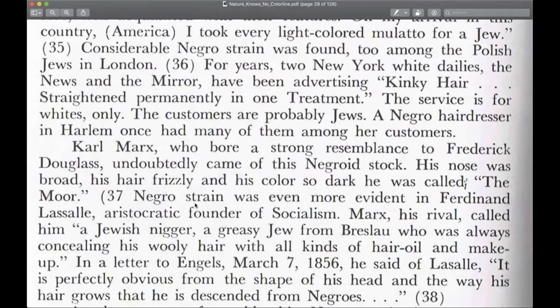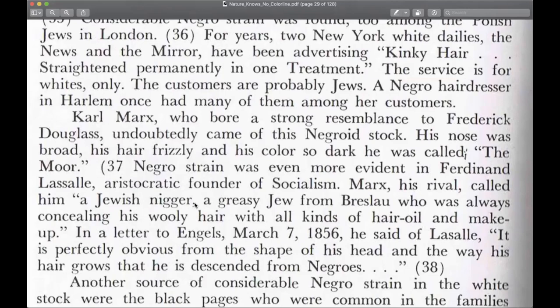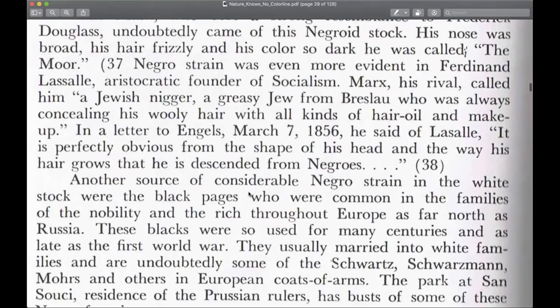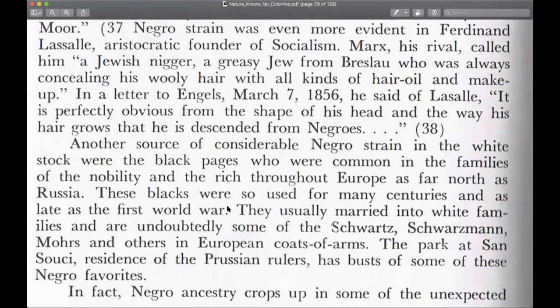You hear this? This is quotes. In a letter to Engels, March 7, 1856, he said of Lassalle, "It is perfectly obvious from the shape of his head and the way his hair grows that he is descended from Negroes." So a lot of this is very racial, very racist comments. Another source of considerable Negro strain in the white stock were the Black Pages, who were common in the families of the nobility and the rich throughout Europe as far north as Russia.